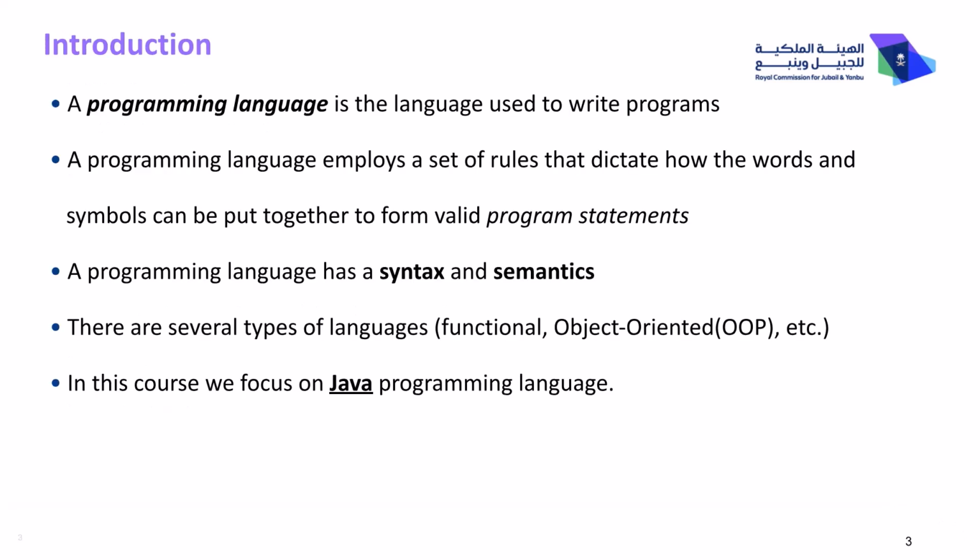A programming language is used to write programs. It uses a set of rules for constructing valid statements, possessing both syntax and semantics. There are various types of languages, such as functional and object-oriented programming, or OOP. We will focus on the Java programming language.